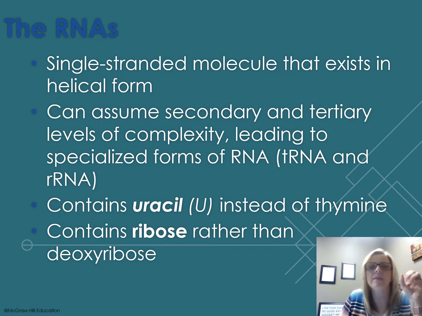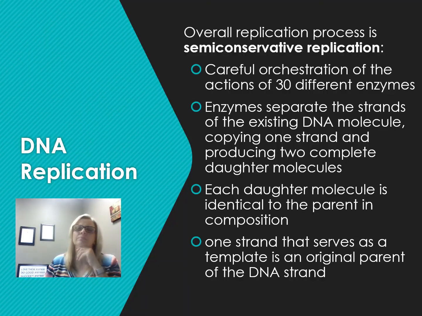And so it can have those secondary and tertiary levels, which can give it that globular nature to make those ribosomal subunits. It contains uracil instead of thymine, right? Uracil replaces thymine, and ribose is going to replace the deoxyribose. It's just one carbon difference in the sugar.